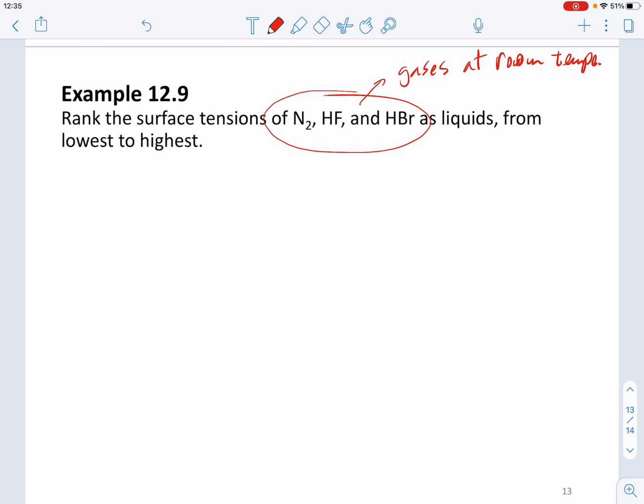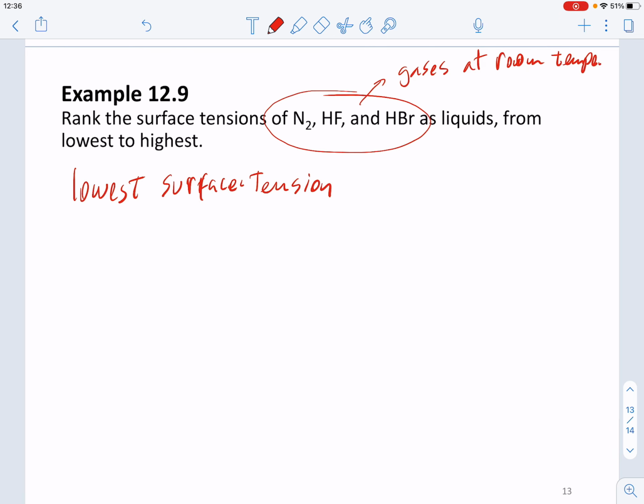So we want to picture them as liquids, okay? That's perfectly fine. And determine which one will have the largest surface tension, or ranking lowest to highest. So what is the lowest? Lowest surface tension. And again, surface tension depends on the intermolecular forces. The stronger the intermolecular forces, the higher the surface tension.